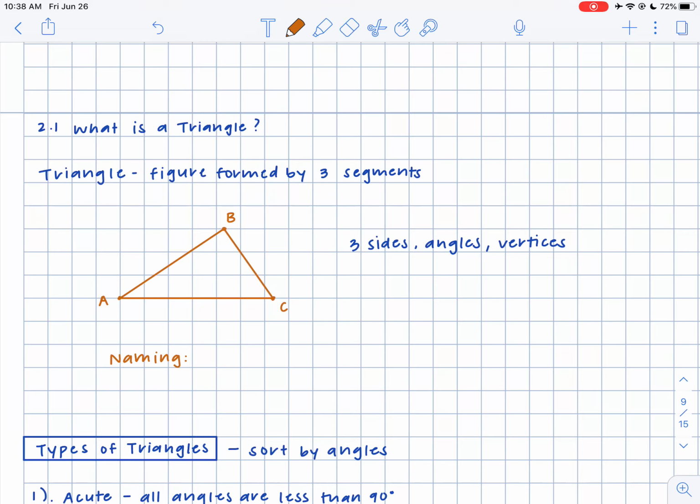Welcome to 2.1, what is a triangle? So today we're going to go over the basics. We're going to go over what a triangle is and how we can classify it, and some examples.